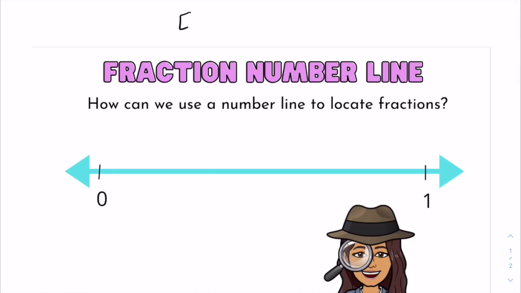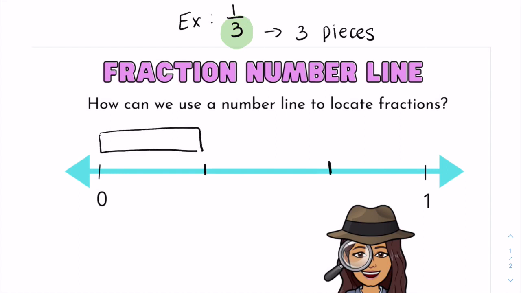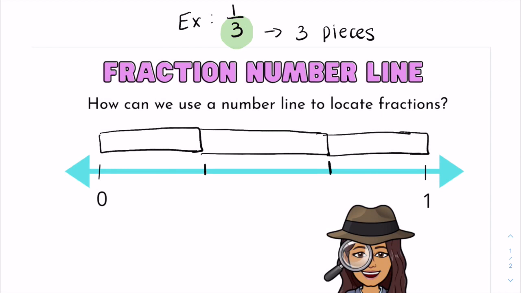To draw 1/3 on a number line, you're going to look at the denominator, which is 3. So we need a total of 3 pieces, which means I'm going to make 2 hatch marks on my number line and draw 3 rectangles. And then I'm going to color in 1 rectangle because the numerator says 1/3. And this is how 1/3 looks on a number line.